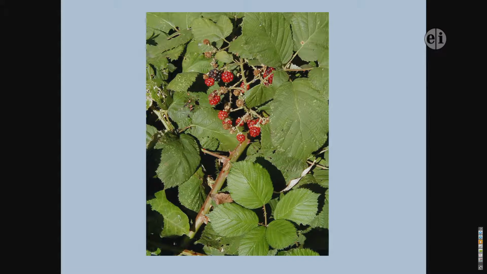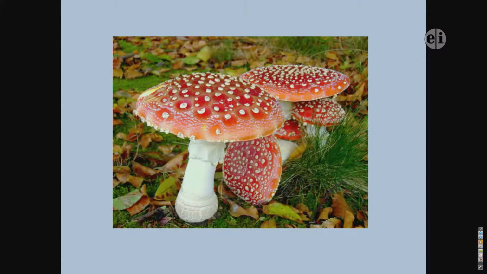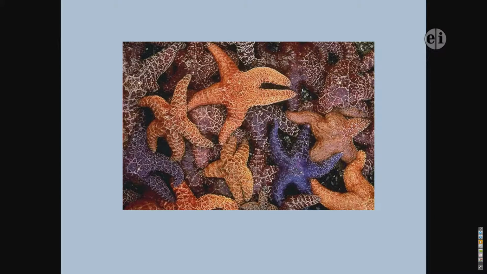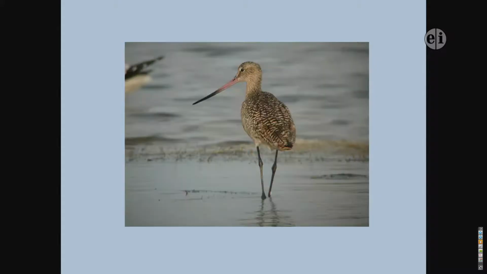This looks like a Himalayan blackberry. Indeed it is. They're delicious. Blackberry pie. Who doesn't like that? Invasive for sure. Amanita. Yes, highly poisonous Amanita mushroom. Exactly. Looks like the Smurfs live there. Be careful. Yes. Sea star. Yes, this is an ochre sea star, which is the different color. We have purple and orange. So, yes.